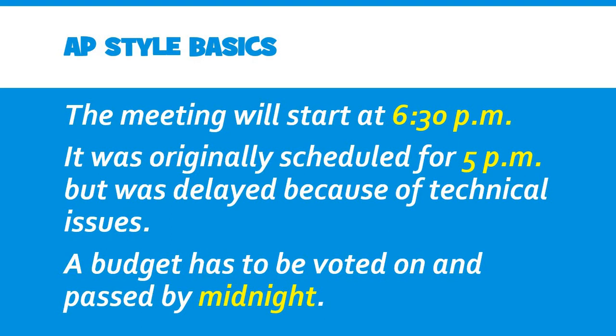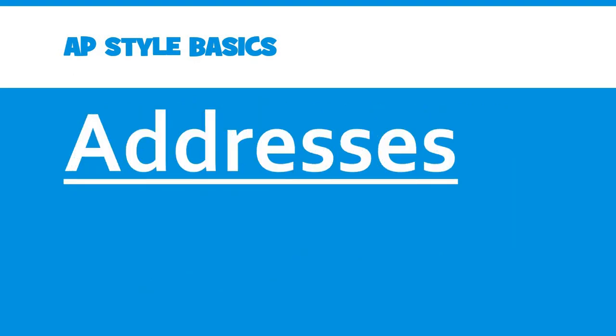It was originally scheduled for 5 p.m., but was delayed because of technical issues. Here we don't have a specific minute, we just have 5 space P dot, M dot. All time will work this way. All time will always be treated the same with 2 very limited exceptions. You can say midnight and noon. Midnight and noon. And you can use those in place of 12 a.m. and 12 p.m.